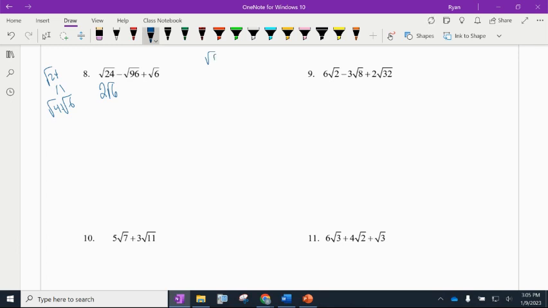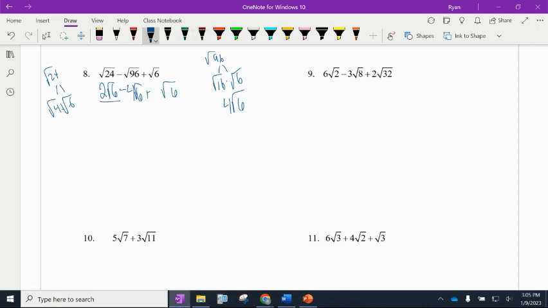Square root of 96 can also be broken down. 4 goes into it, but 4 isn't the biggest perfect square. Instead, 16 is the biggest perfect square. 16 times 6 is 96. The square root of 16 is 4. So this is minus 4 square root of 6 in the middle. And then plus 1 square root of 6 at the end.